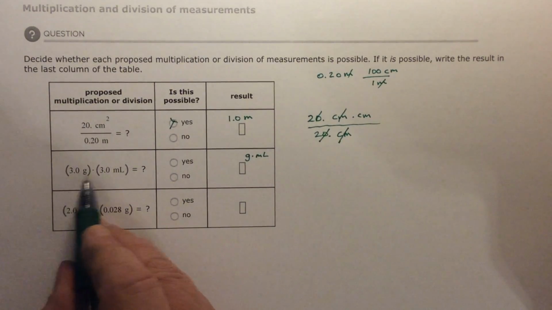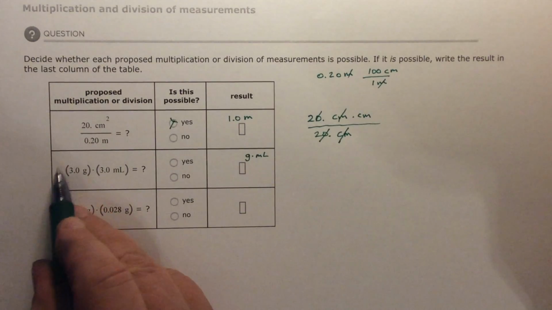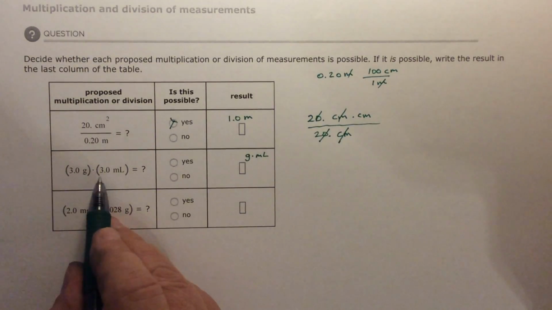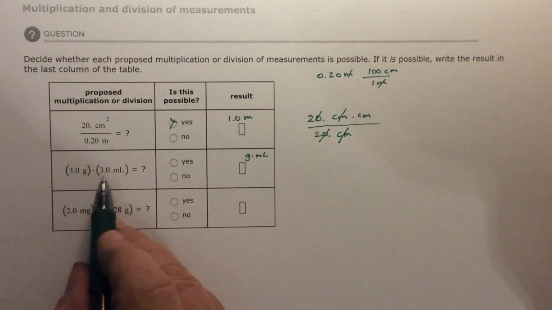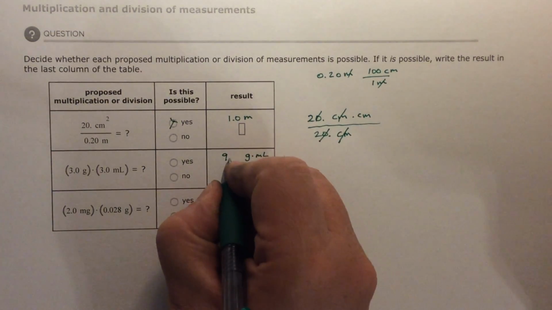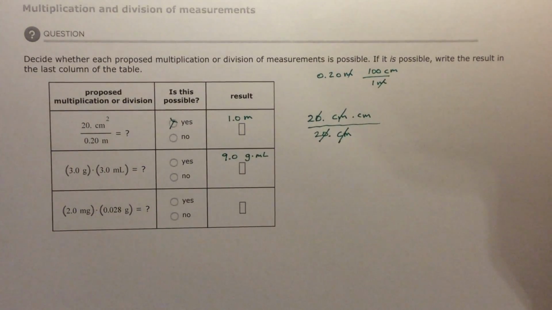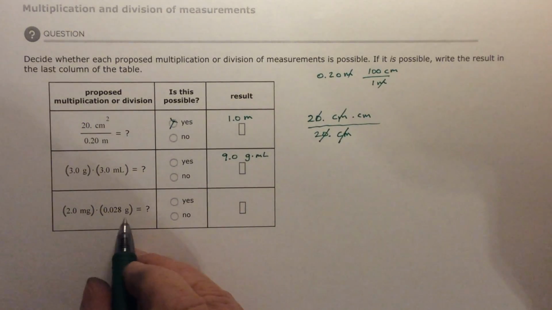So when you're multiplying, you're looking at this number of significant digits, 2, this number of significant digits, 2. So your answer has to be in 2. So 3 times 3 is 9. 2 significant digits is going to be 9.0 gram milliliter. Gram times milliliter.